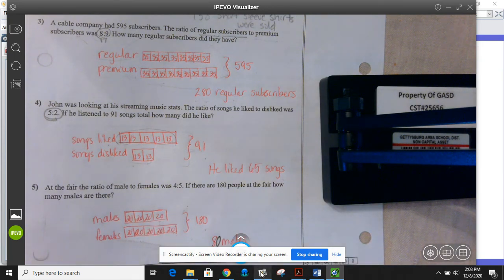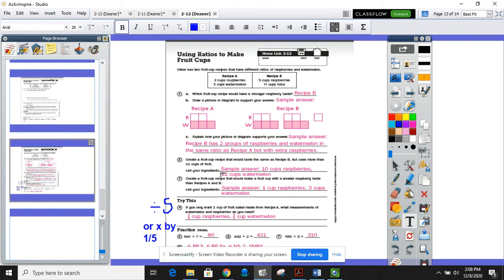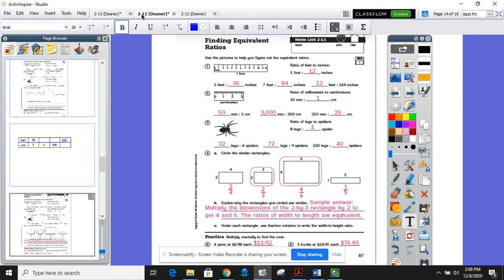Then you had to complete some home links. The first one, let me go back to 211. So 211 is you pretty much had to figure out the unit rate in order to solve the other ones. Hopefully you can see these okay. So we know that there's 12 inches in a foot, 3 feet is 36 inches, 7 feet, 84 inches. You had to multiply by 12 to get these answers, and then you had to do the opposite to find out how many feet. You would have taken 144 divided by 12 inches.